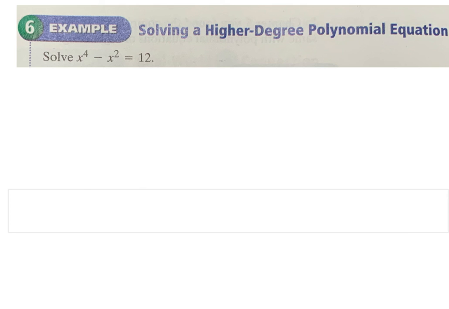So first of all, to solve by factoring, it has to be equal to 0. So I have to move that 12 over. So I'm going to have x to the 4th minus x squared minus 12 equals 0. You can see that you have 4 and 2, so this is good to go. All right, so factors of 12 that subtract to give me negative 1, which one is it going to be? It's going to be 4 and 3, right? So I'm going to do this.